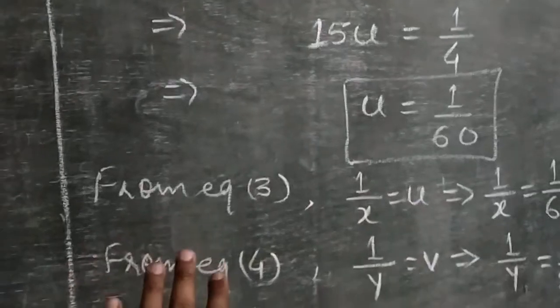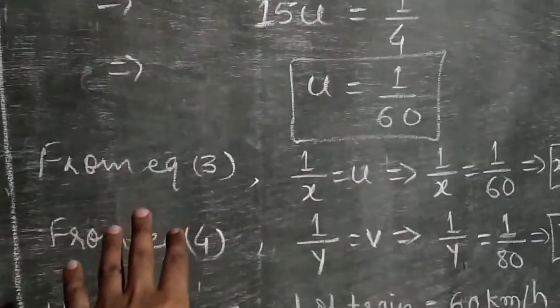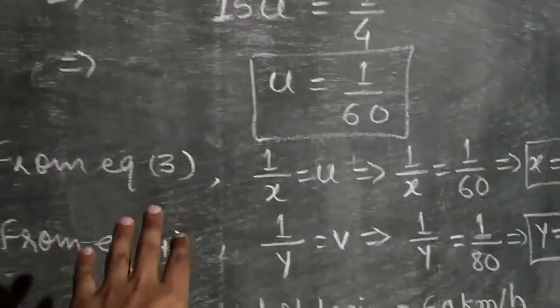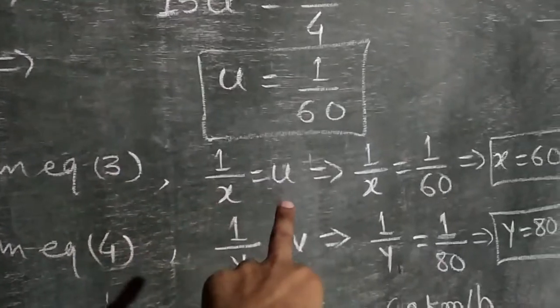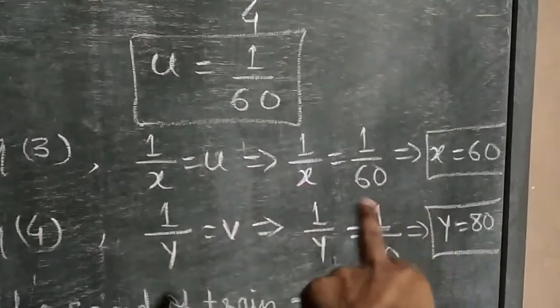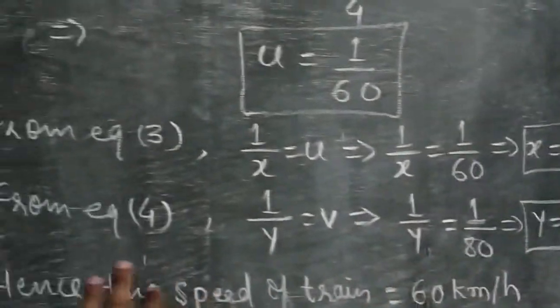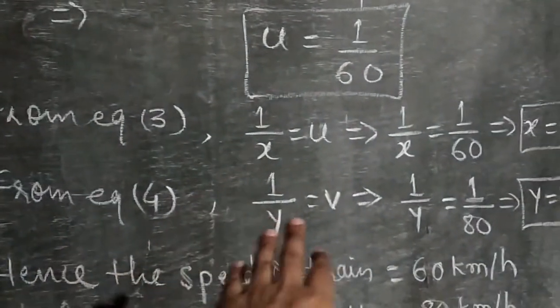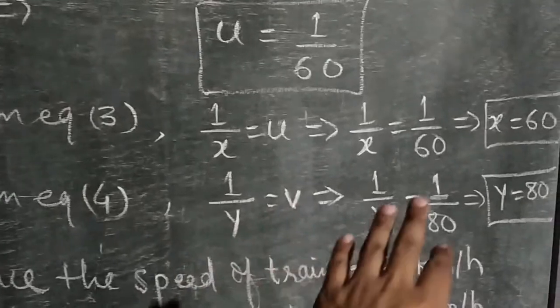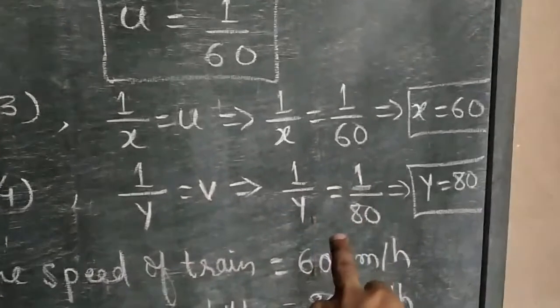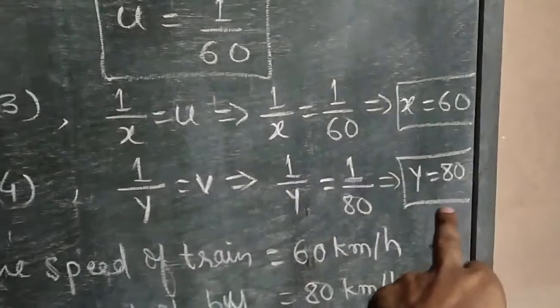Now we will use the substitution that we did in equation 3. So equation 3 is 1 upon x equal to u. The value of u is 1 upon 60. Take the reciprocal of both sides, we get x equal to 60. From equation 4, we have 1 upon y equal to v. The value of v is 1 upon 80. So take the reciprocal of both sides, we get y equal to 80.